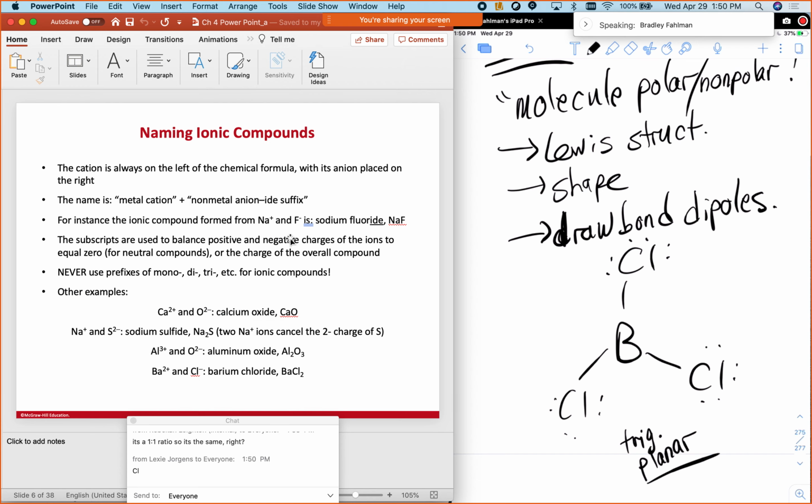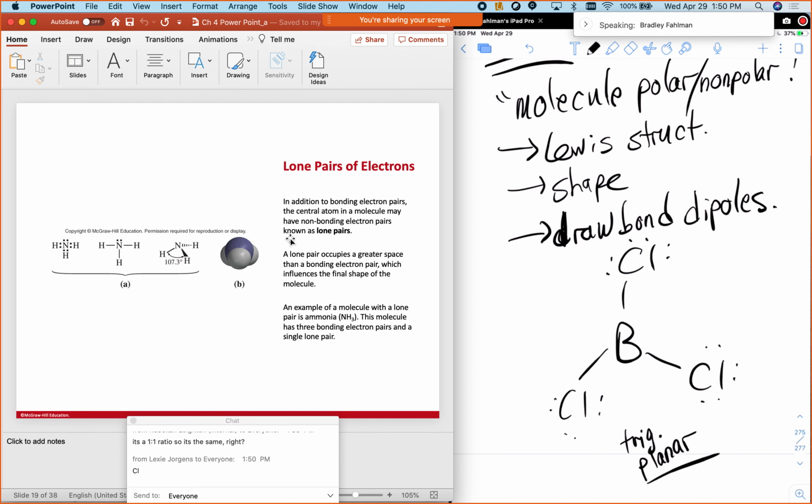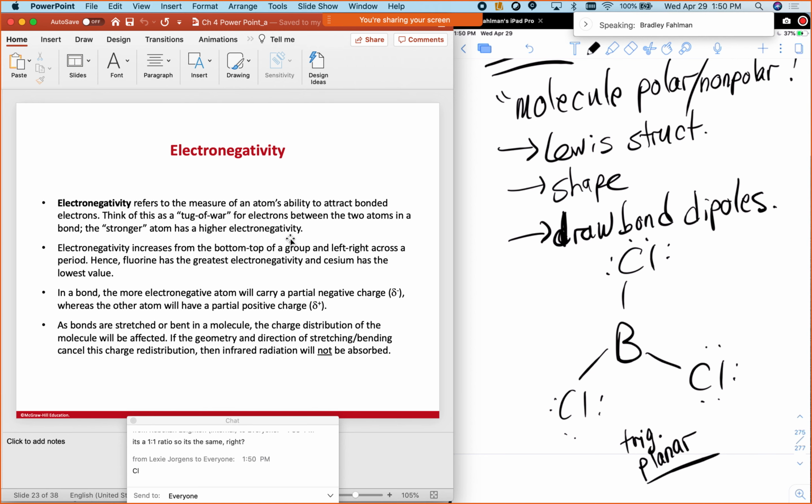So since chlorine is more electronegative, that means these are going to be more negative. Okay, that's going to be more positive. And the way we would indicate that was, remember these little arrows. They're pointing toward the more electronegative atom.